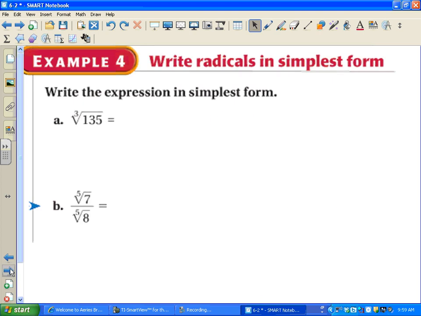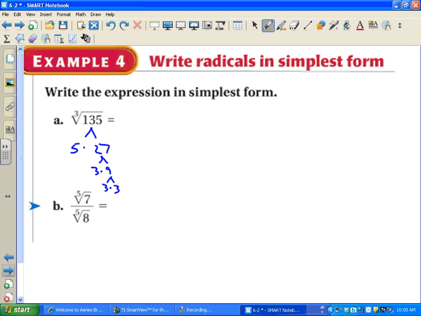Part A, write the expression in its simplest form here. That's pretty straightforward. We need to simplify it, just like we do with the other radicals. Cube root of 135. Remember, we need 3 of something. That's going to be 5 times, let's see, 5 times 25. And how about 5 times 27? Ooh, my mental math is not doing well today. 5 times 27. 27 I can break down as 3 times 9. And my 9 is 3 times 3.